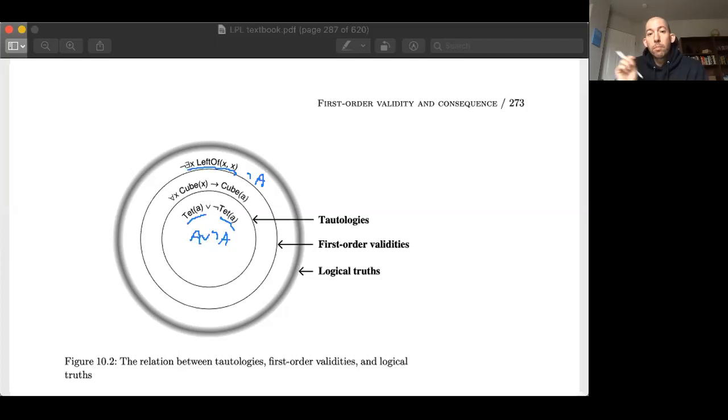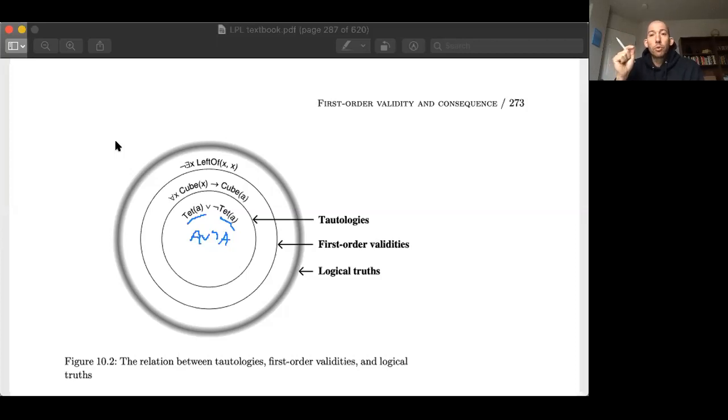Okay, so there's an in-between level that we can actually pay attention to, and here's what I have in mind. If we look at the meanings of the quantifiers and the predicate, what this sentence is saying is that it's not the case that there exists an object such that that object is left of that object, itself. It's not the case that anything is left of itself.